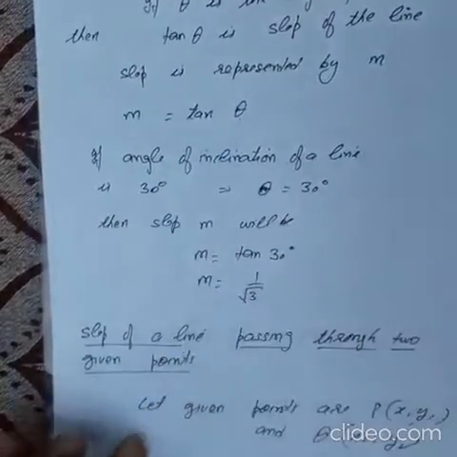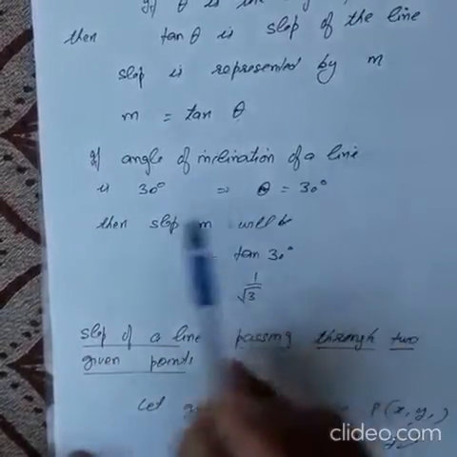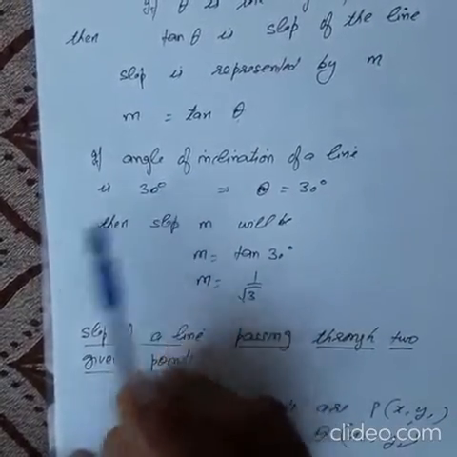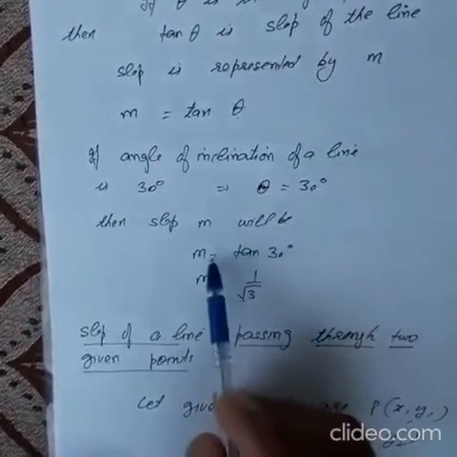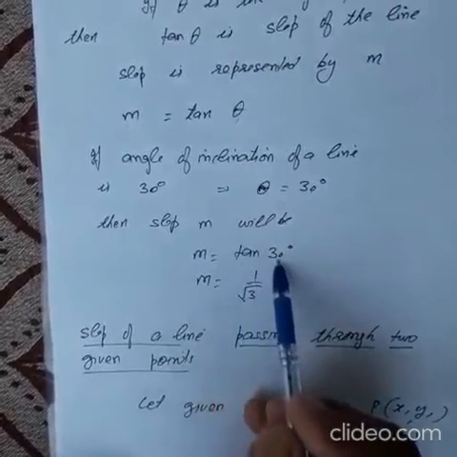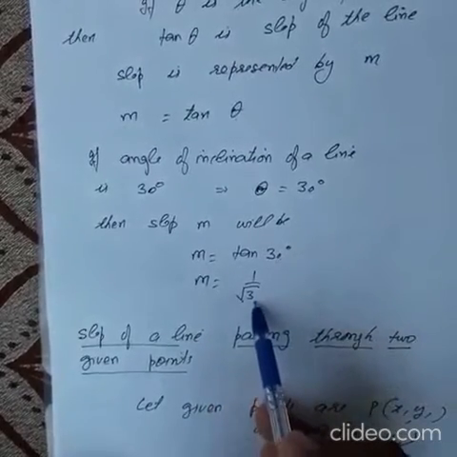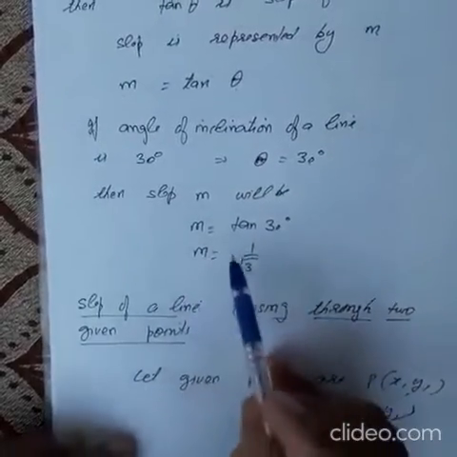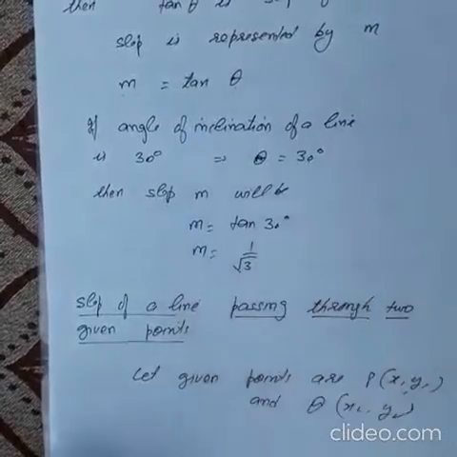For example, if the angle of inclination of a line is 30 degrees, it means we are given theta as 30 degrees, then the slope will be tangent of 30 degrees, and the value of tangent 30 is 1 upon root 3. So this is the way to calculate slope when the angle of inclination is given.